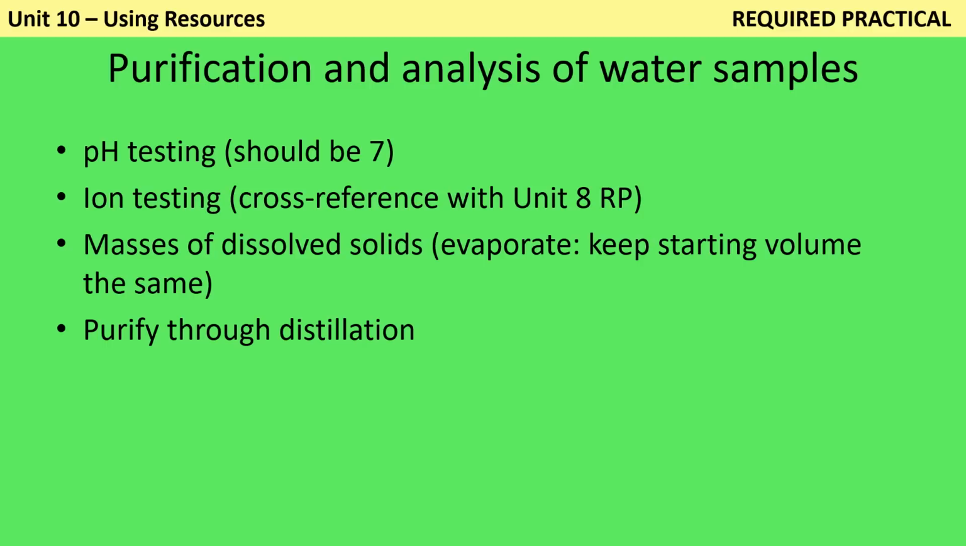So the first thing that AQA have said that you should know how to do is to pH test. So you could use a pH probe to be really accurate. This is a sort of sensor that you can put into the water and it will say to you, oh, this water has a pH of 7.3.